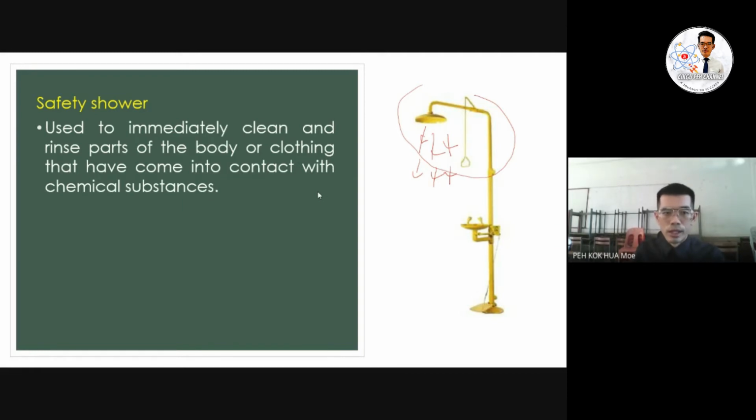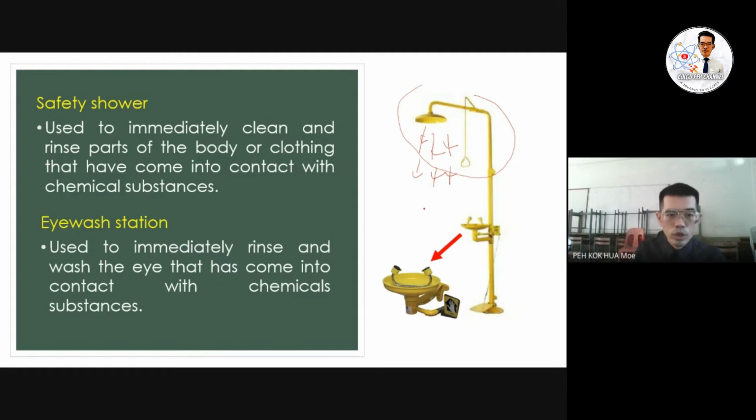And the other one is the eye wash station. So the eye wash station here, when we enlarge will become like this. It is used to immediately rinse and wash the eyes that have come into contact with chemical substances. So that means if your eyes are splashed by the chemicals, you have to wash your eyes at this station. So we call that the eye wash station. So this is equipment you should know in this chapter.